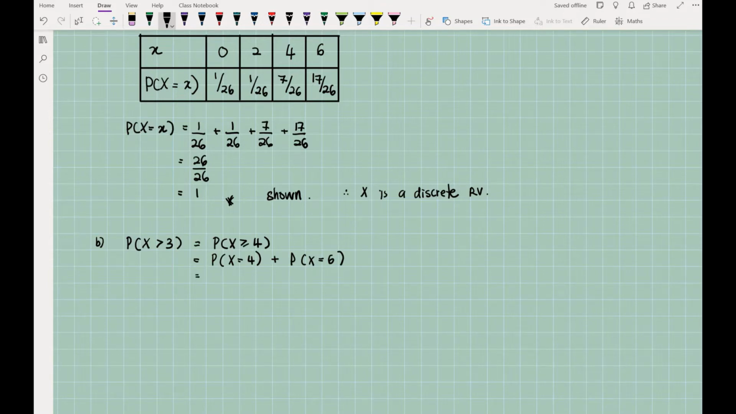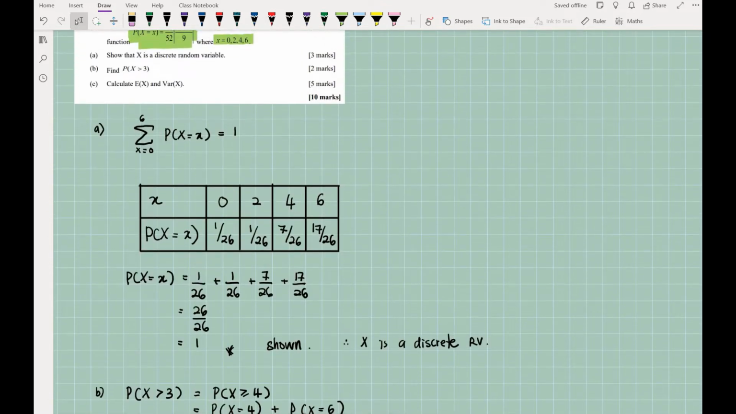Since I've already calculated in the table, terus ambil nilai. So, 7 over 26 plus 17 over 26, that is 24 over 26. Yang mana kita boleh simplify menjadi 12 over 13. So that is the answer.